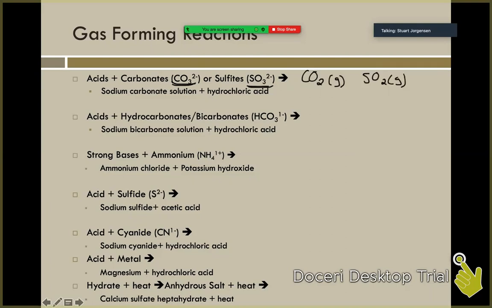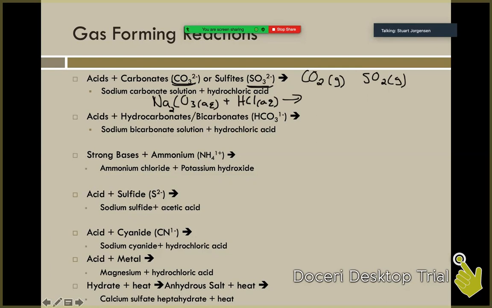Cool. Let's look at an example here. We've got our sodium carbonate. Sodium is a 1+. Carbonate is CO3 2-. So we're going to need 2 of those sodiums. This could be a solid. This could be an aqueous. Oh, it does tell us it's an aqueous solution. Cool. Good to review some of our state symbols here. Hydrochloric acid is going to be HCl, also aqueous. Again, we're not doing any net ionics yet. We're just looking at our reaction archetypes.